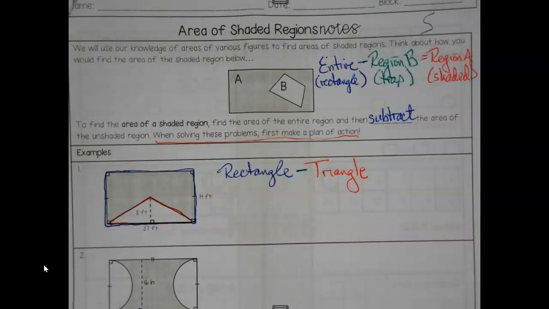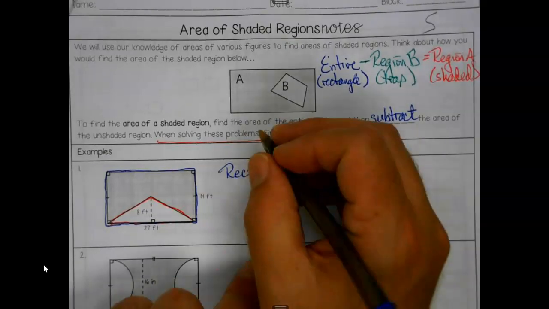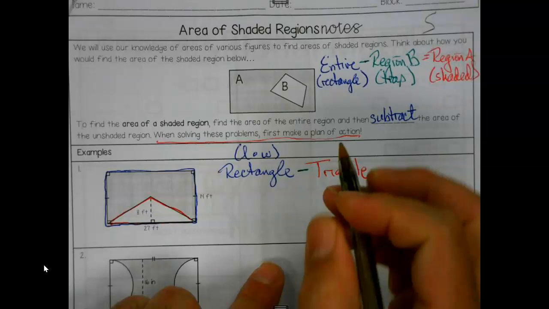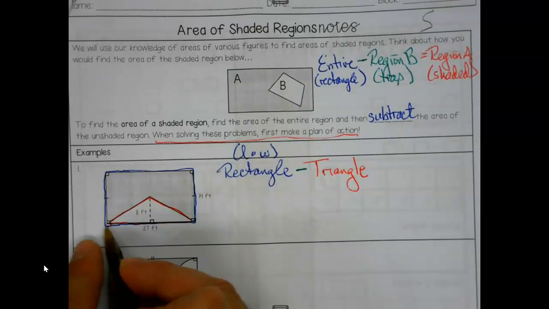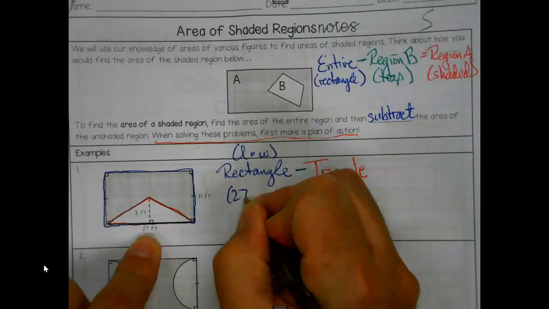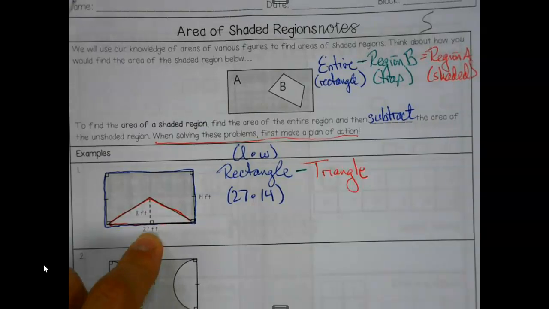So how do I find the area of a rectangle? Length times width, or base times height, however you want to look at that. So for my rectangle, my length would be 27. My width would be 14. So we got that piece.